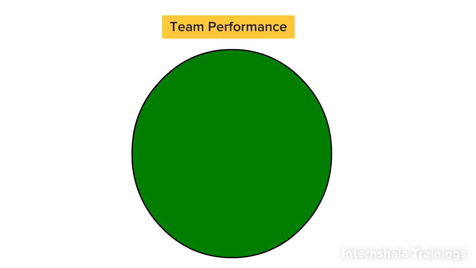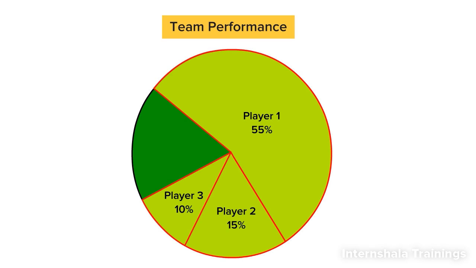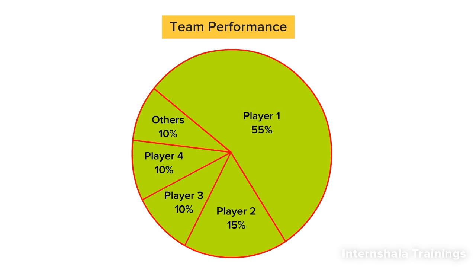Let's consider the cricket match example. We want to find out which players made most of the runs. Player 1 made the most contribution of 55%, followed by players 2, 3 and 4. The rest of the players contributed to 10% of the total scores.